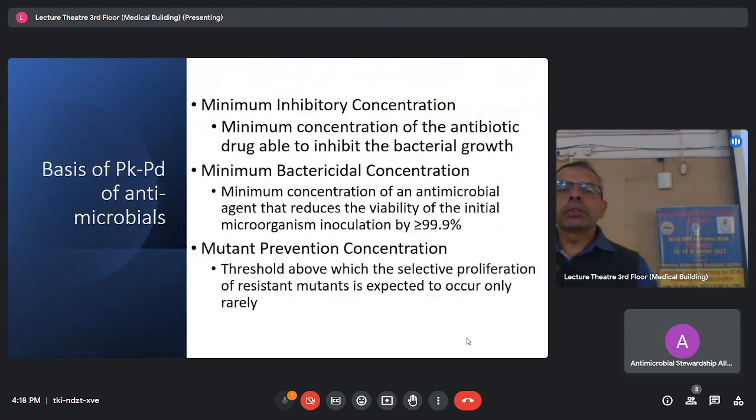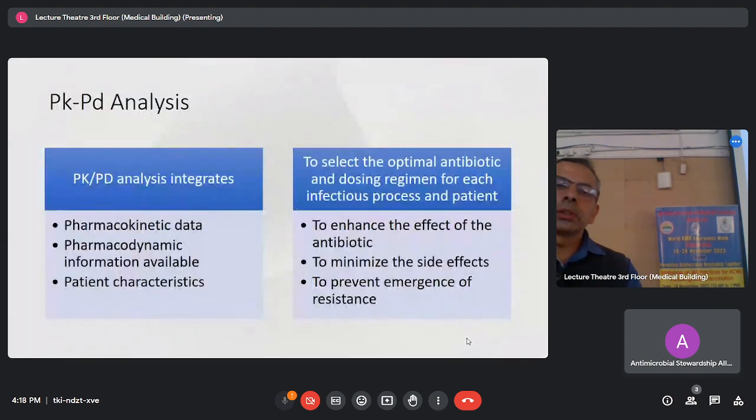Now we come to the basics of PKPD of antibacterial, antimicrobials. One parameter is minimum inhibitory concentration. Other parameter is minimum bactericidal concentration. And the third parameter, which is relatively new, is mutant prevention concentration. So MIC, all of us are aware. MBC, all of us are aware. Mutant prevention concentration is the threshold above which selective proliferation of resistant mutants is expected to occur only rarely. That may not be MIC, that may not be MBC. But mutant prevention concentration cutoffs have not yet been defined. But maybe during our lifetime, we will see that mutant prevention concentration cutoffs are defined.